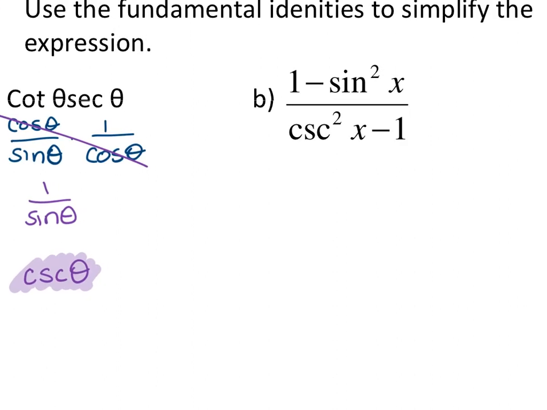All right, how about B? Hopefully that 1 minus sine squared is fresh in your mind, right? What can you do with that, Hannah? The top is 1. No, cosine. Right, because sine squared plus cosine squared equals 1. So 1 minus sine squared would equal cosine squared.